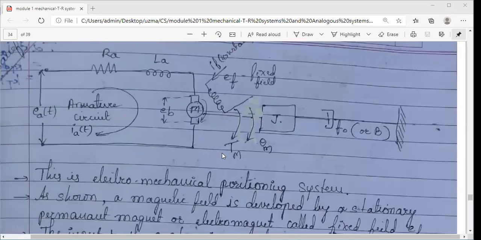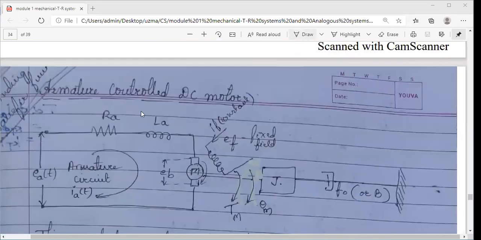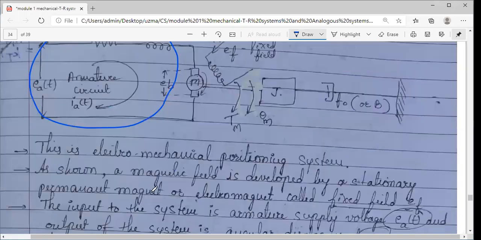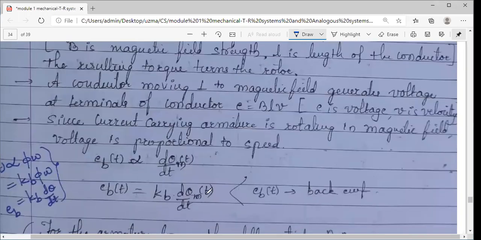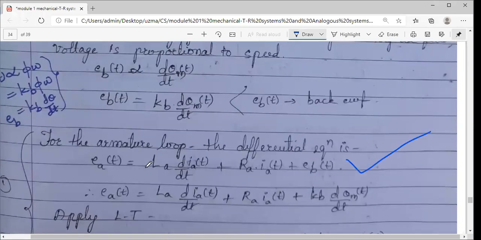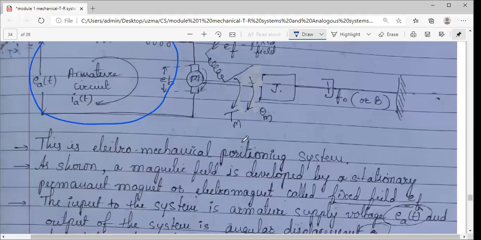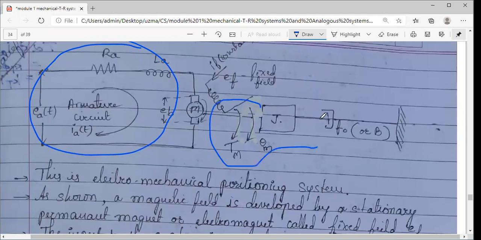Just a quick glance. Let me just show you. This is your armature part. For this, we are going to write one differential equation. Then similarly, we'll go for this mechanical system, which is connected to this. This is your shaft. There is a torque, there is a displacement. So the applied input is your voltage and displacement is your output. So we want output by input, theta by EA.